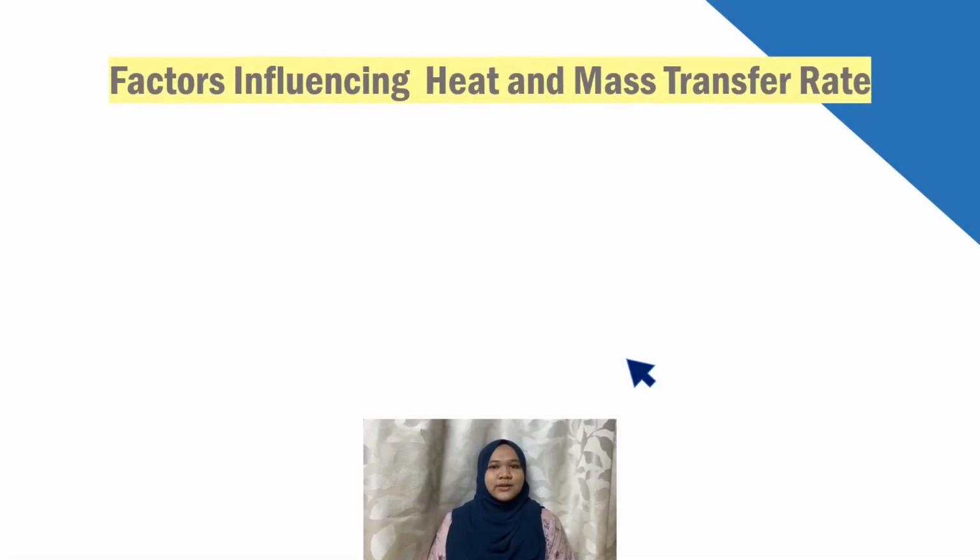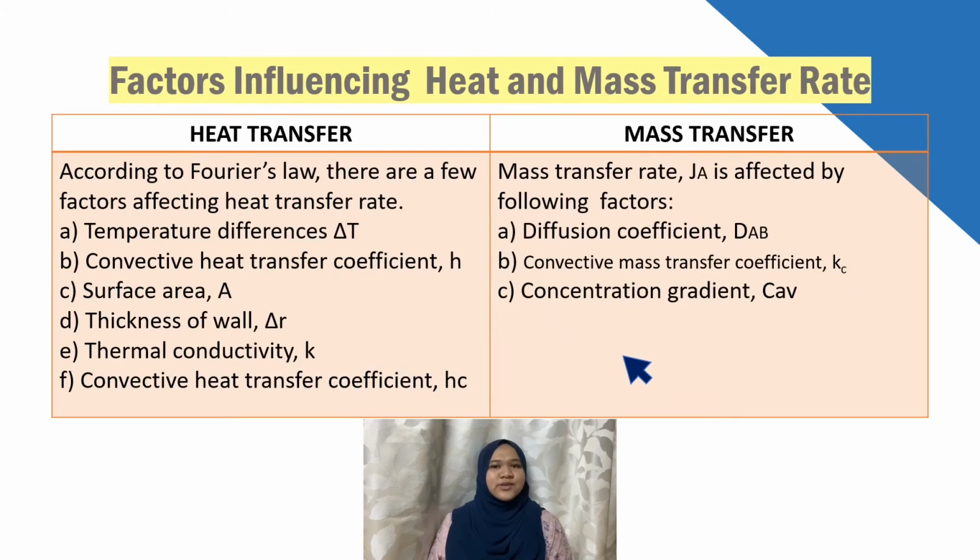These are the factors influencing heat and mass transfer rate. According to Fourier's law, there are a few factors affecting the heat transfer rate, which are temperature difference, convective heat transfer coefficient, surface area, thickness of wall, and thermal conductivity. And the mass transfer rate is affected by the following factors: diffusion coefficient, convective mass transfer coefficient, and the last one, concentration gradient.